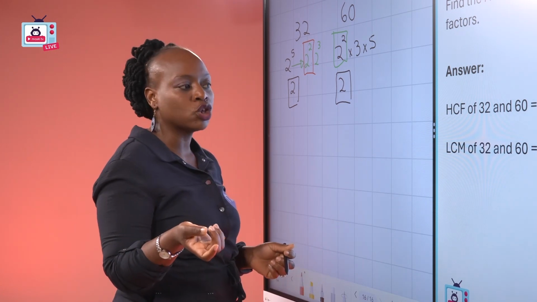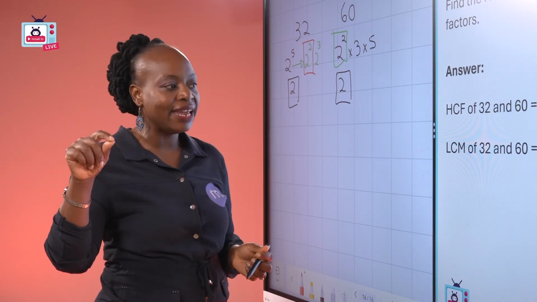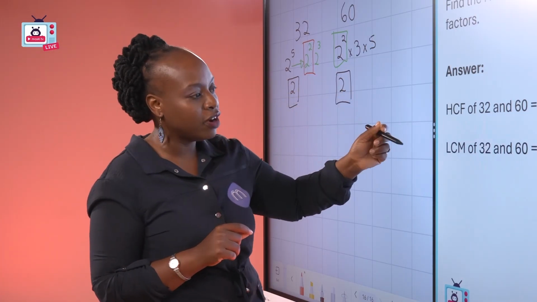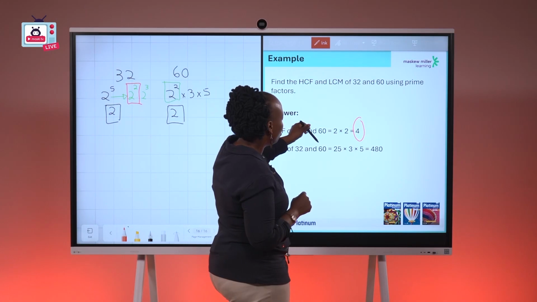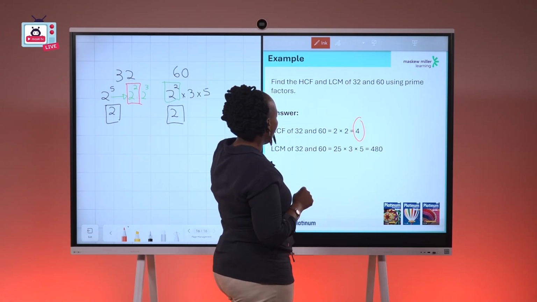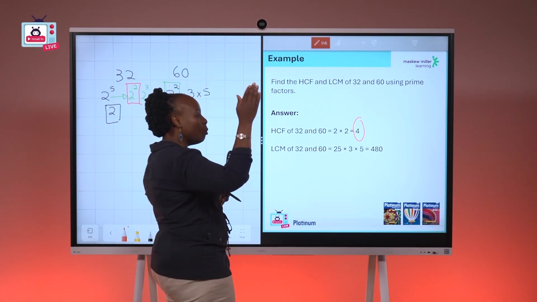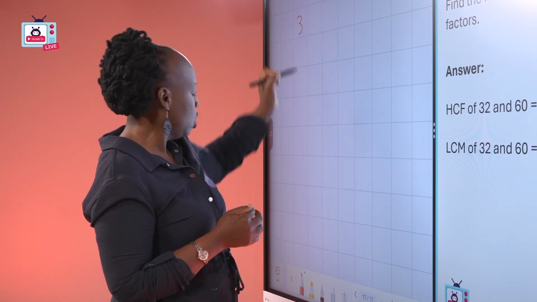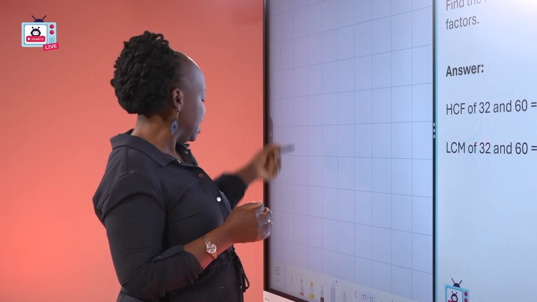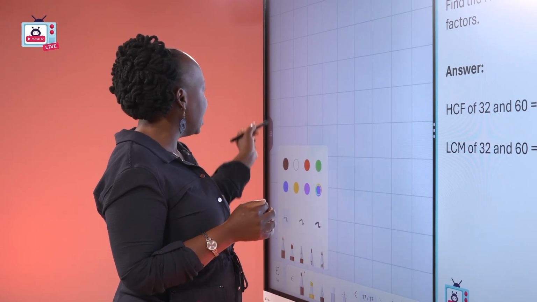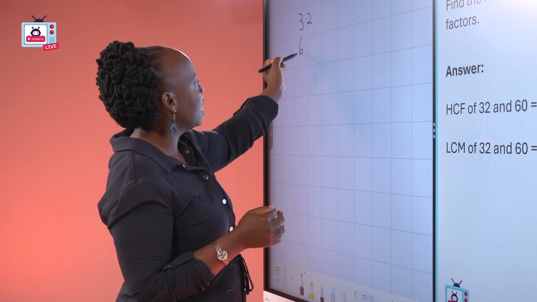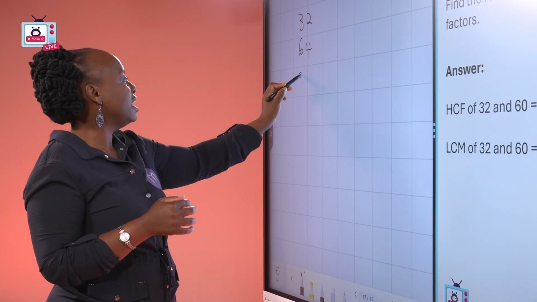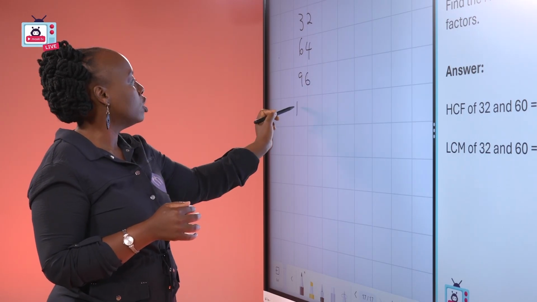Then what you do with the lowest common multiple is that you multiply, right? So you multiply those numbers that you have, and then you get what you have to get. For example, here, you can see that you had 32 and 60. When you're looking for the lowest common multiple, that is when you multiply. So in that case, you take 32 and you multiply it by any number. So you can just say 32, if I add another 32, what am I going to get? You're going to get 64. Add another 32, what am I going to get? Let's see. That will be 96. Add another 32, you're going to have 128.